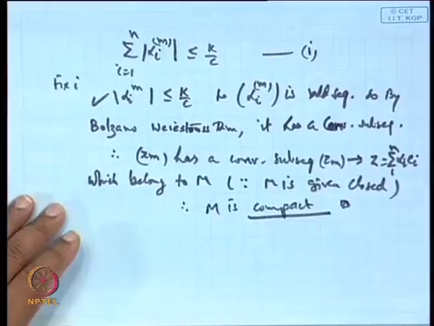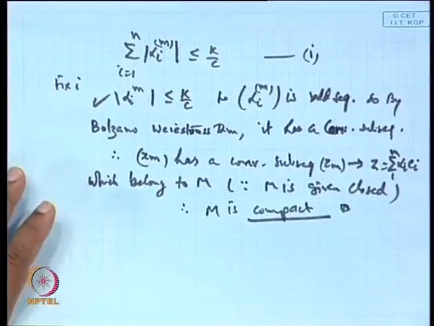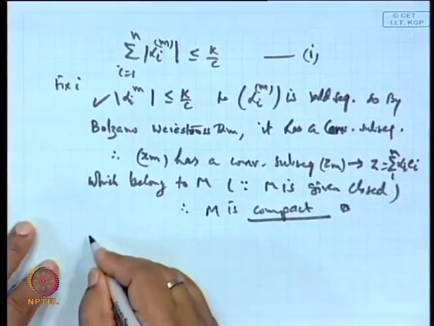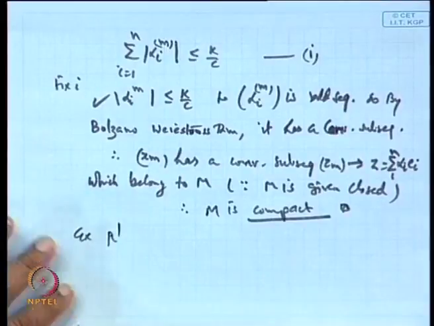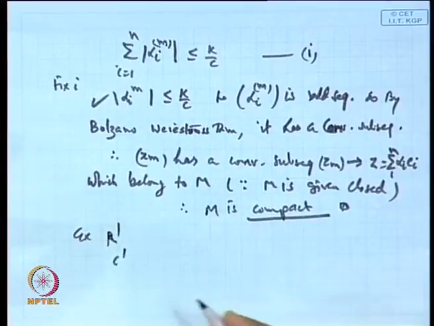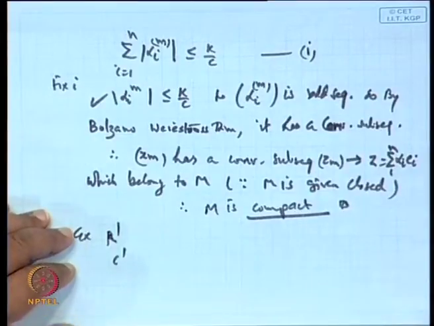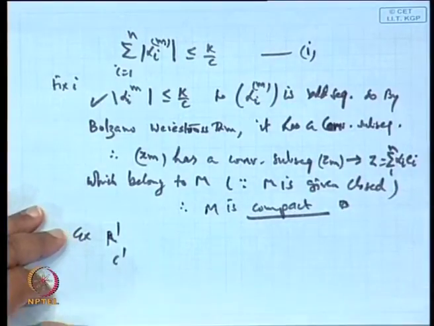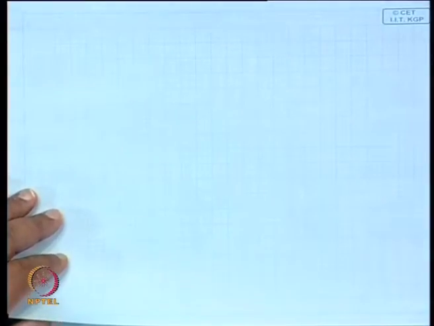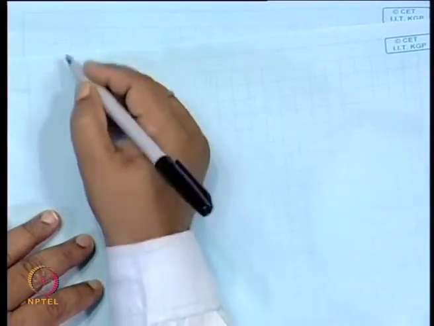Clear? So, in a finite dimensional case, compactness is nothing but closed and bounded, and that is why in the case of R^n, in the case of C^n, we simply say closed and bounded sets are compact, okay? Now, there is another result which will help you in a further, deeper study of normed spaces in the finite dimensional case. The result is known as F. Riesz lemma.